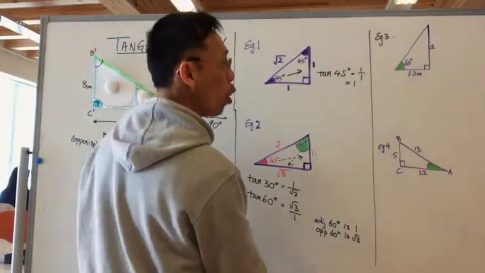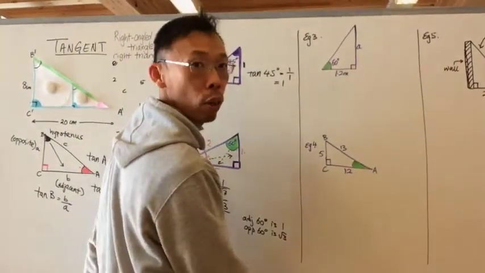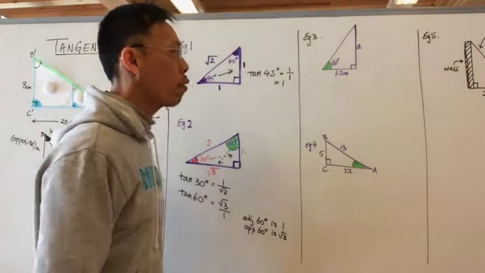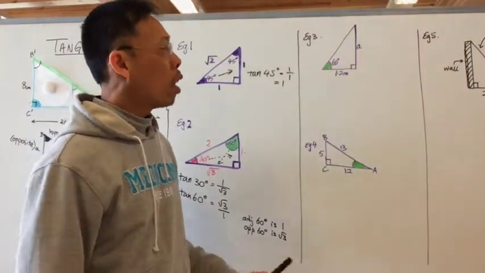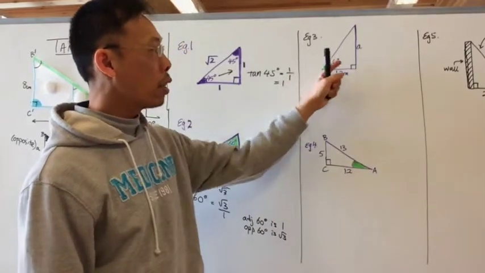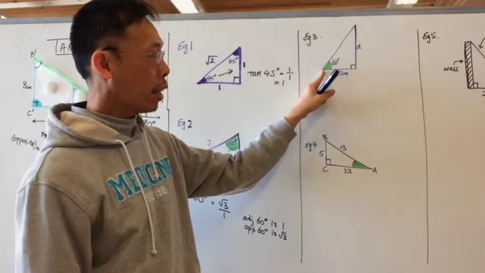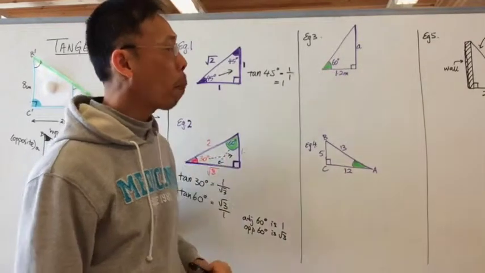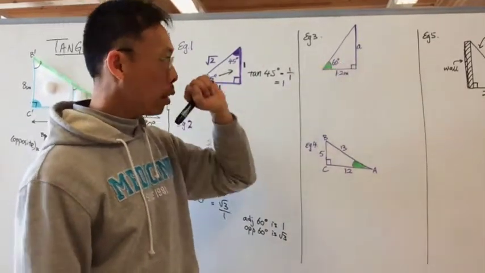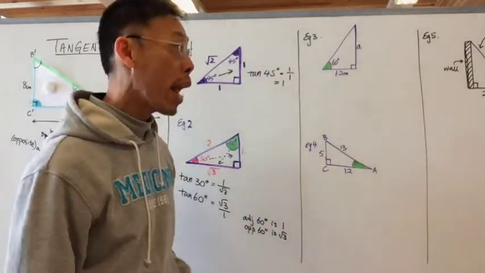So now we move on to example number 3. Now, example number 3, we have kind of an application problem here. We have a triangle here, right angle triangle. The base is known to be 1.2 meter, and the angle here is 60 degree, the green angle, and the height A is unknown, and we want to find what A is.